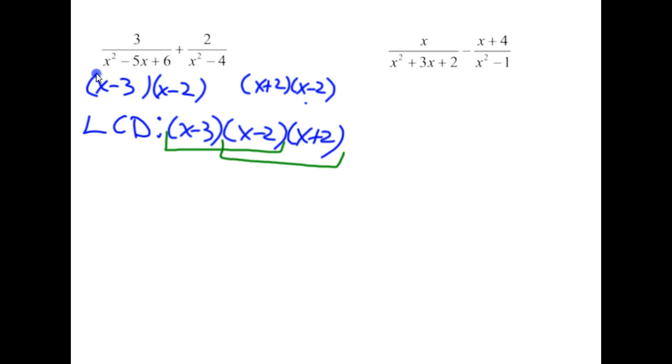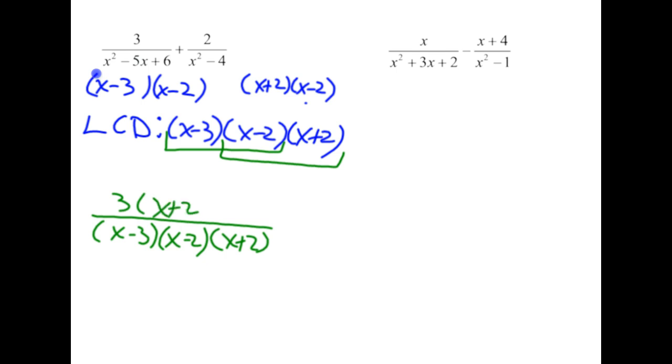Okay, now all I have to do is say to myself, what does the original denominator in each fraction need from the LCD list that's missing? Well, the first one had an x minus 3 and an x minus 2. What does it need? It needs that x plus 2 from the list. So if I give it to the bottom of the fraction, I have to give it to the top of the fraction. The second fraction had an x plus 2 and an x minus 2. What does it need from the list? It needed the x minus 3. So I give it to the bottom, and I give it to the top.